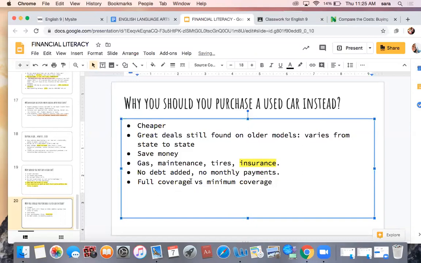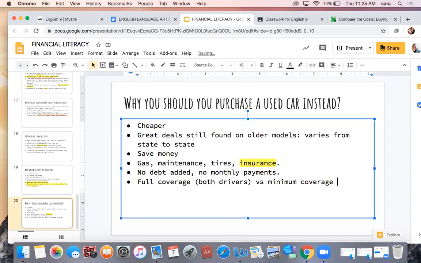Full coverage means that in case of an accident, it'll cover the whole car, right? Any expenses, anything that the accident costs, it'll pay, and it'll pay the other person's car. So both drivers. That's what it does. The minimum coverage just covers the other person.